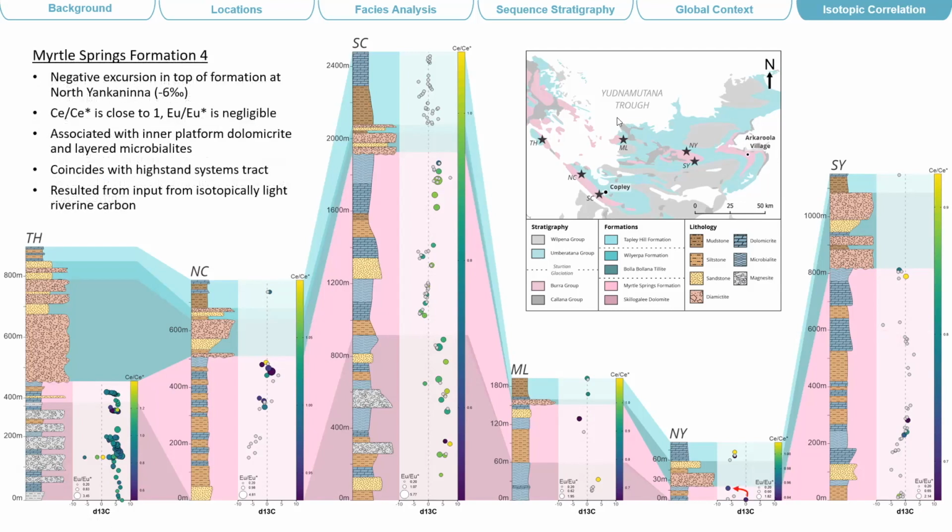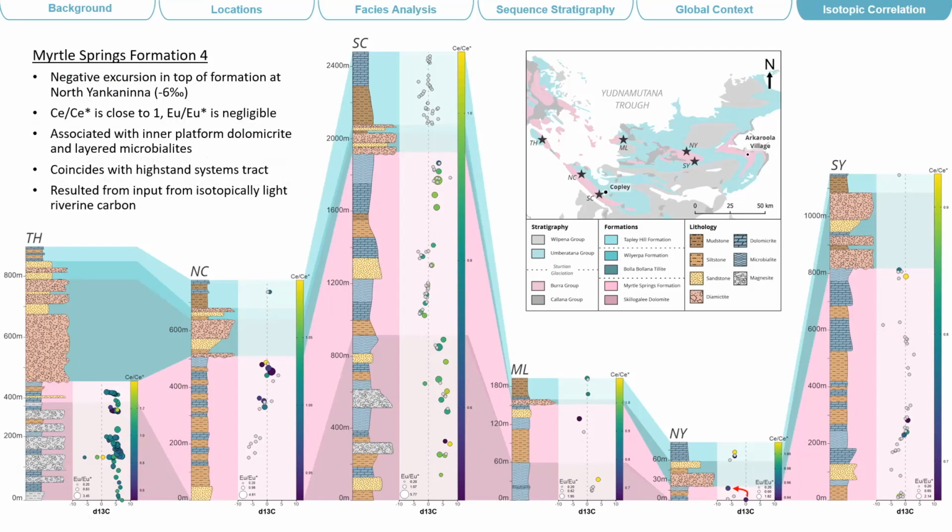And the last one we see is in the top of the North Yanconina section here, negative excursion by 6 per mil, so it's again quite significant. It's associated with inner platform carbonates. So again, we're going through a shallowing event, a high stand systems tract. The continental material is building out into the ocean. So again, we think we might be seeing increased input from isotopically light riverine carbon.